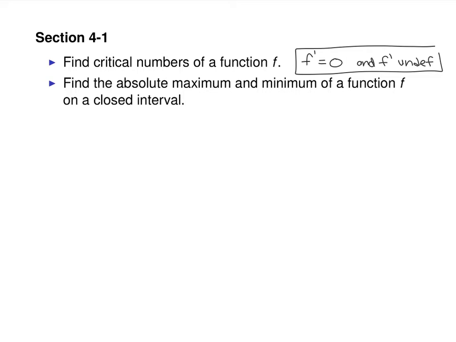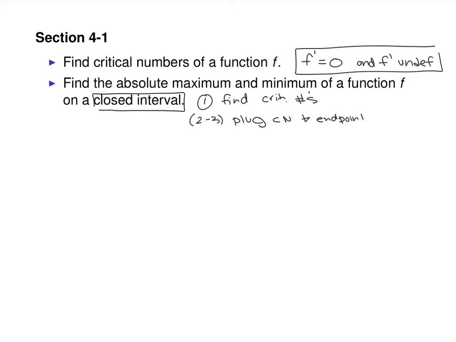And then how do you find the absolute max and min on a closed interval? So step 1 is you find the critical numbers. And then steps 2 and 3 is that you plug the critical numbers, I'm going to call them Cn, and the endpoints into f. And then you compare.